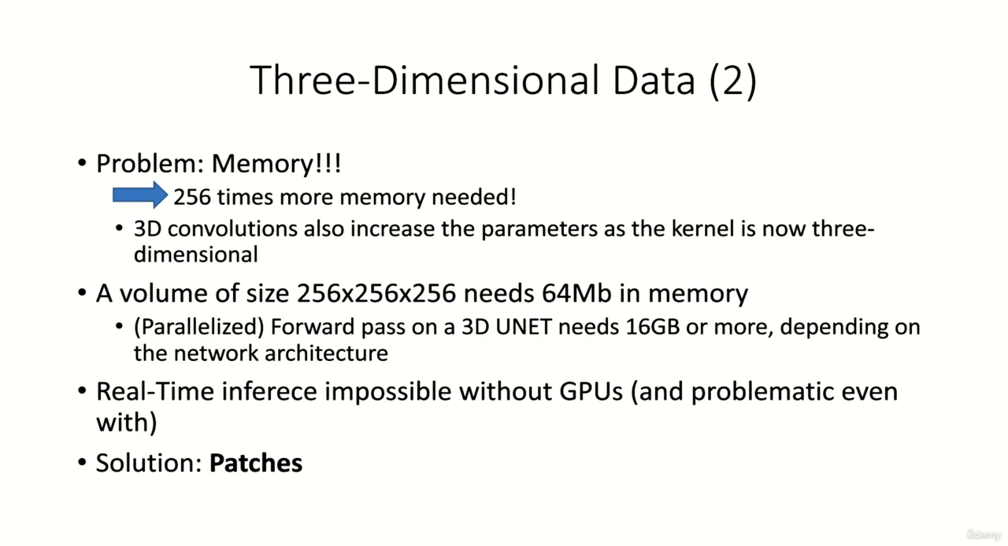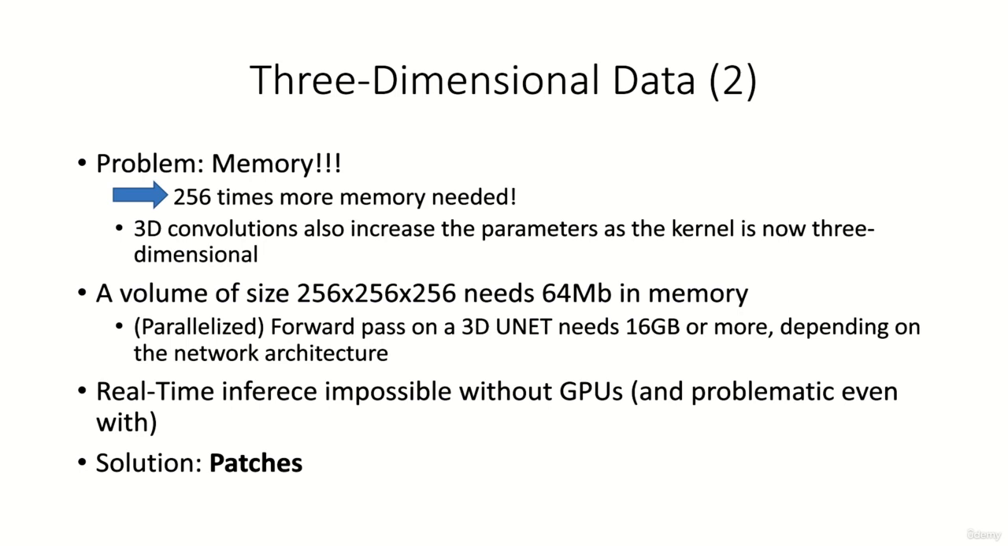However, the main problem arises when computing a parallelized forward pass or training the network. The just mentioned volume of size 256 to the power of 3 needs only 64 megabytes in memory, but may take up to 20 or even 50 gigabytes during the forward pass. This is not possible on 99% of all computers. If you don't parallelize the forward pass, you may have sufficient memory, but inference is extremely slow. But of course, there is a solution.